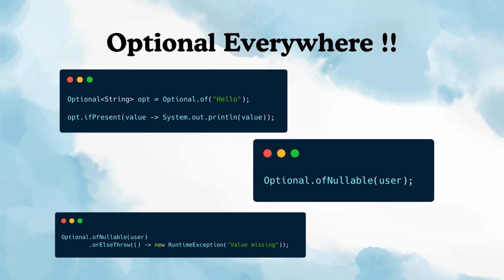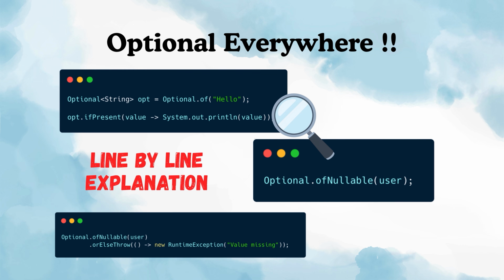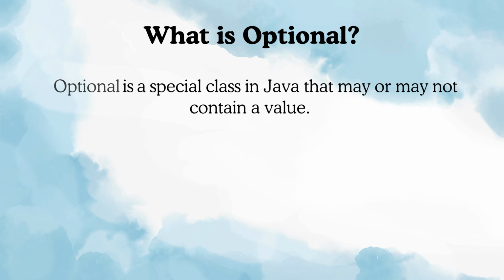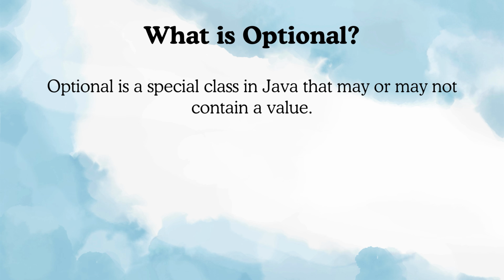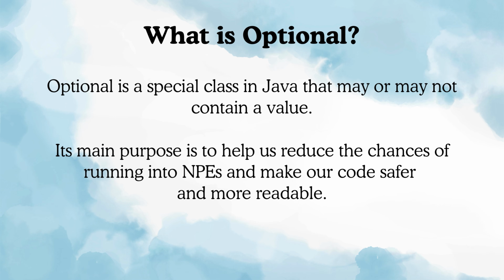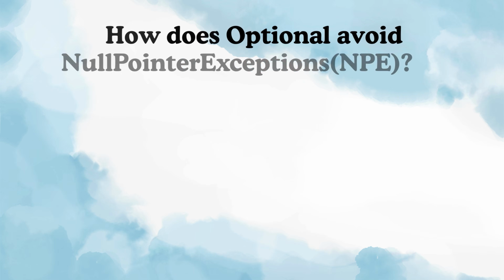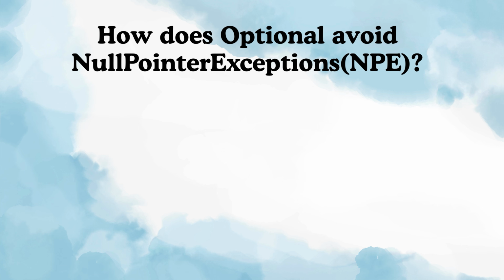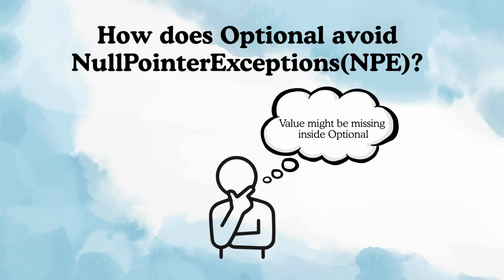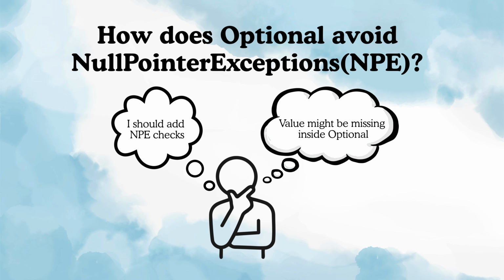At first, it can seem confusing, but don't worry, in this video, I'll explain Optional line by line, word by word, so you can understand it in depth. So what exactly is Optional? Optional is a special class in Java that may or may not contain a value. Its main purpose is to help us reduce the chances of running into null pointer exceptions, thereby making our code safer and more readable. So how does Optional help avoid null pointers? Since an Optional may or may not contain a value, it forces us to think about the case when the value is missing. As a result, we naturally end up handling those cases instead of running into null pointers.